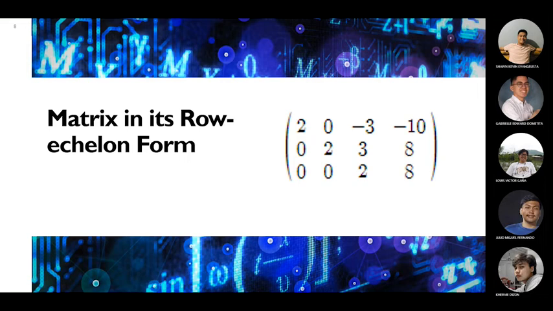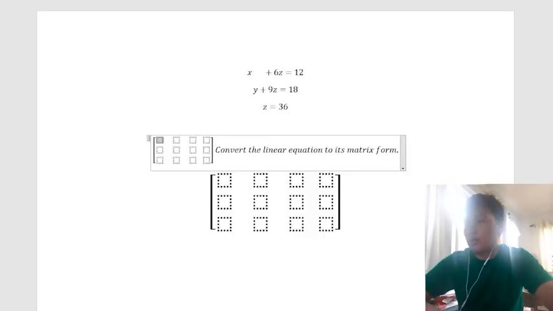So finally, the matrix in its row echelon form. We have, in row 1, 2, 0, negative 3, and negative 10. In row 2, we have 0, 2, 3, and 8. And lastly, row 3: 0, 0, 2, and 8. And there you have it, the matrix in its row echelon form. Let's proceed to our second given.